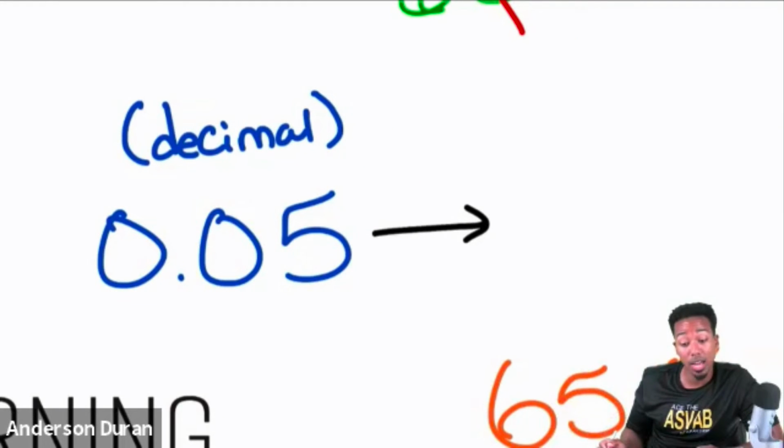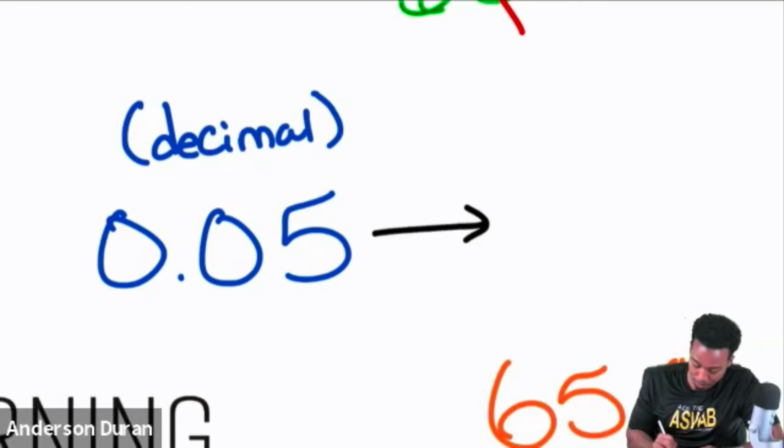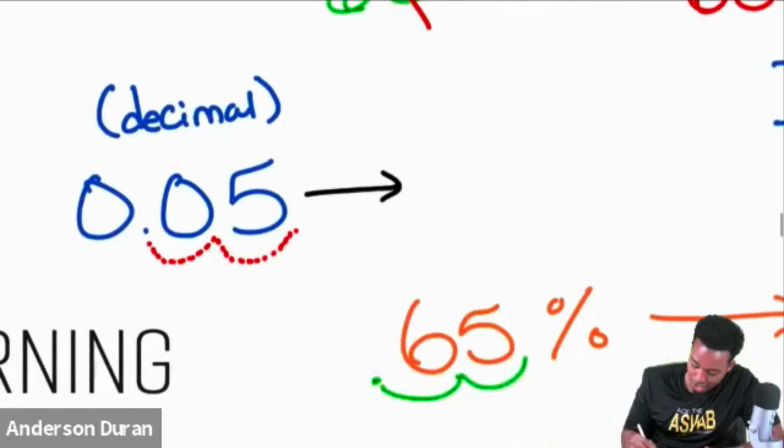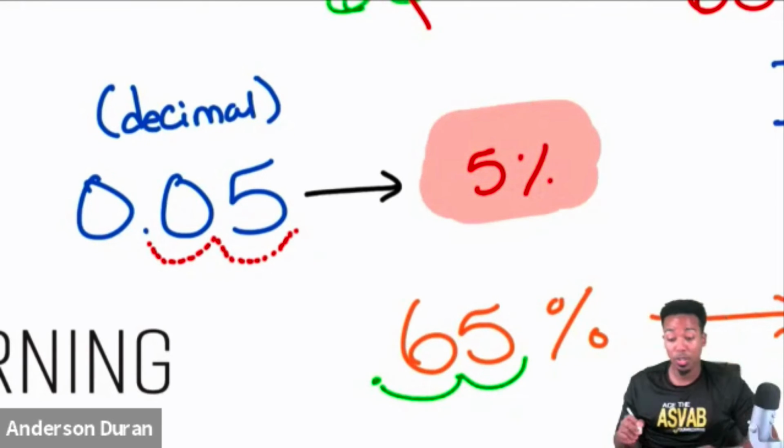That's right, 2 times to the right, 2 times to the right. So we'll go once, twice, and so we should have 5%. That should be our answer. So that's one of the biggest things there.